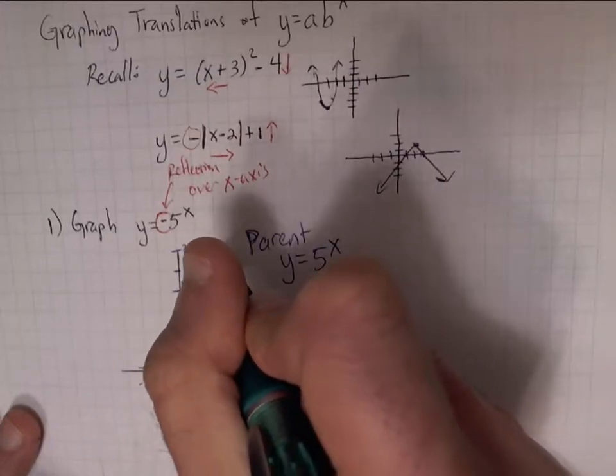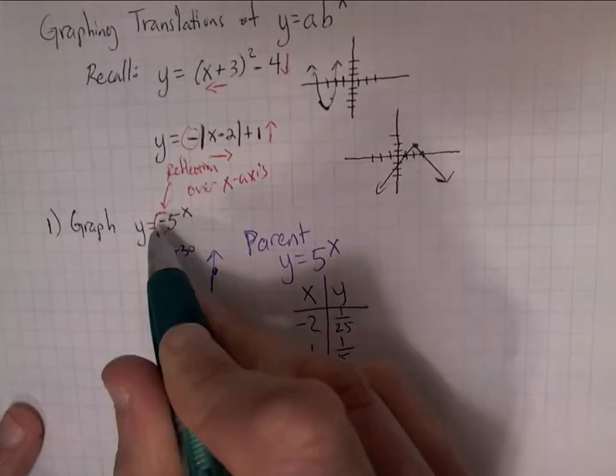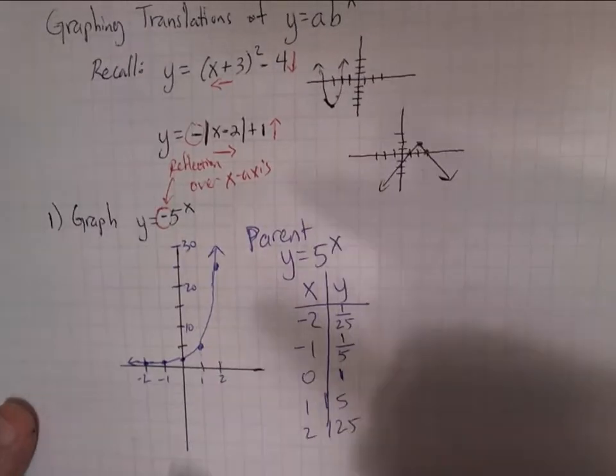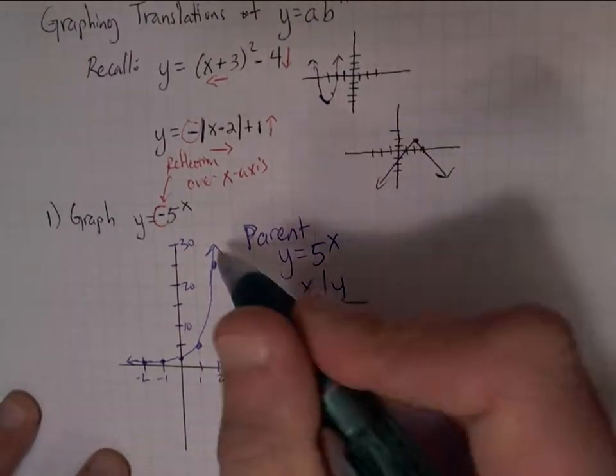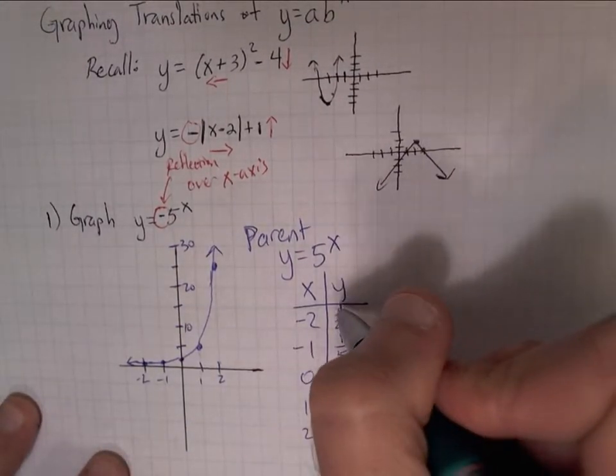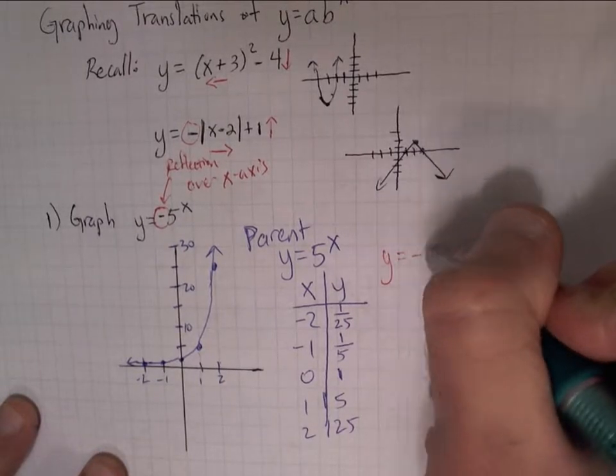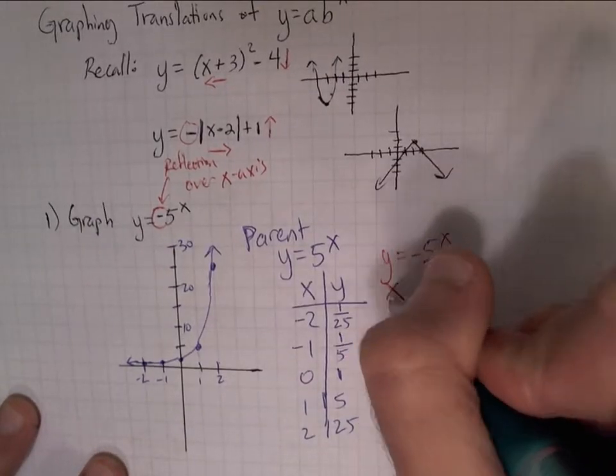And then we could draw that in. Exponential growth this way. Basically, this is, again, just going to be a reflection. It's going to be flipped over here. So all you're going to do for the negative is that the y is going to turn into a negative. So y equals negative 5 to the x. I'll do that in red.